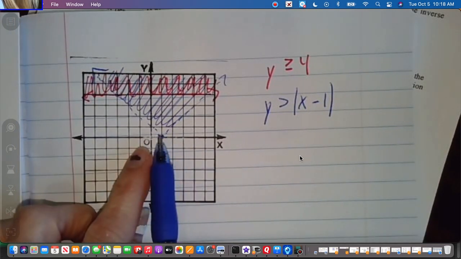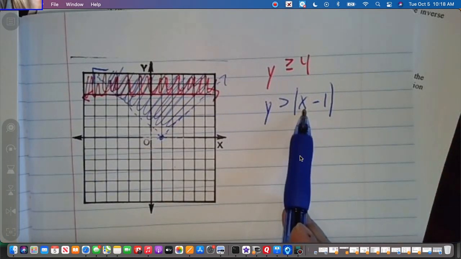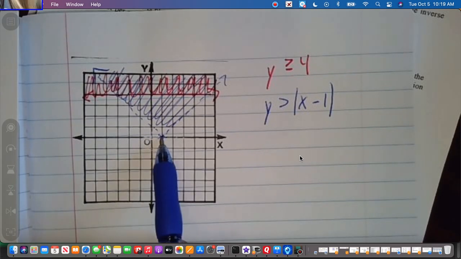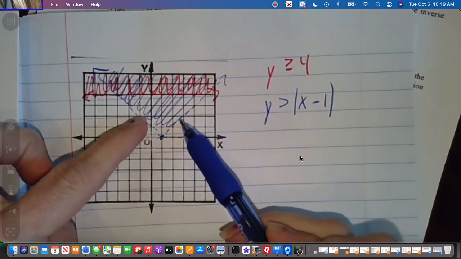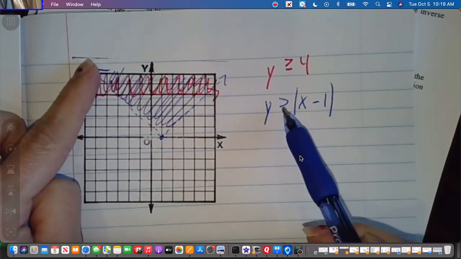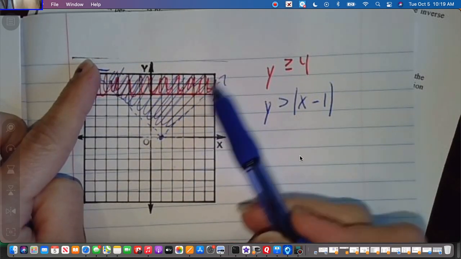So I know it's a V because it's an absolute value. I worked mine out on A, so we go right 1. Right, so I'm right here. My slope is 1, so I'm just going up and over 1 at a time. And it's a dotted line. It's the greater than sign, so I shade all above this.